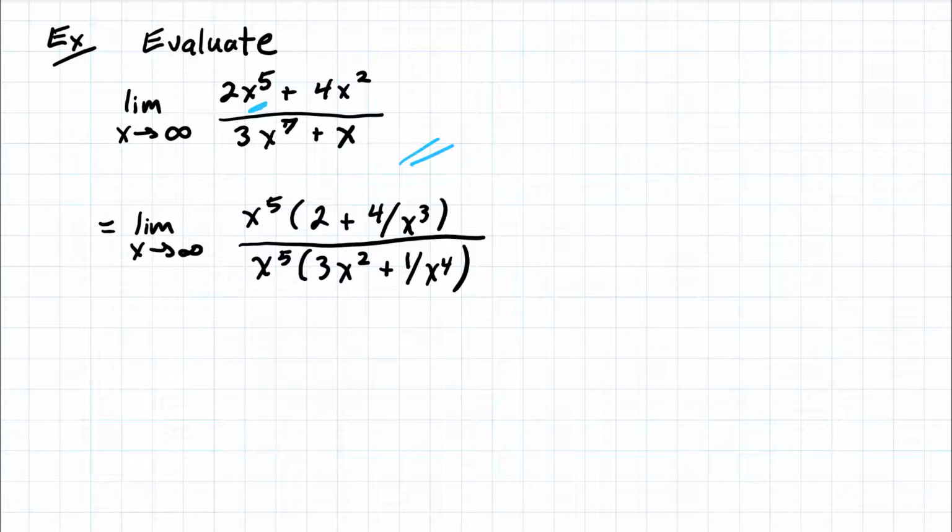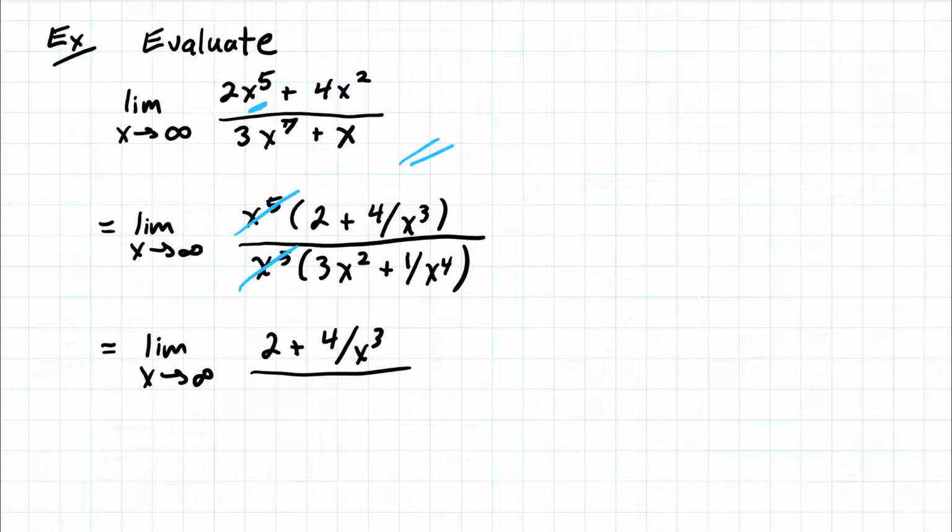We, of course, have cancellation here of those x to the 5th. And so that leaves, on the top, 2 plus 4 over x cubed. And down the bottom, 3x squared plus 1 over x to the 4th. All right. Now, since x is going to infinity, 1 over x cubed and 1 over x to the 4th, they're all converging to 0. So this term is heading to 0 and this term is heading to 0.